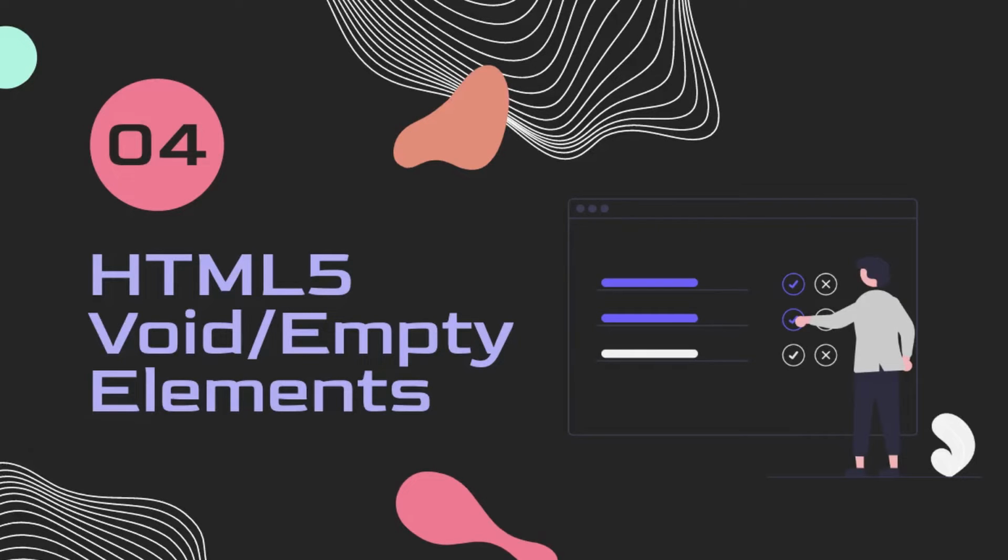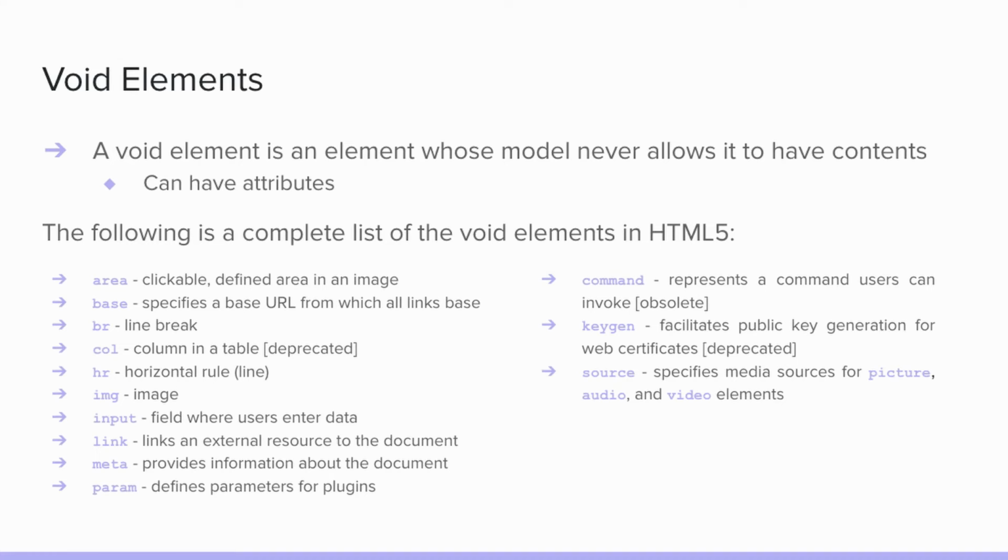Now, let's talk a little bit about void elements or empty elements. So what is a void element? Well, a void element is an empty element, meaning that its model has no contents. A void element can have attributes, however. Take a look at this list, which includes all the void elements in HTML5. In the next slide, we'll go over void elements in greater depth.